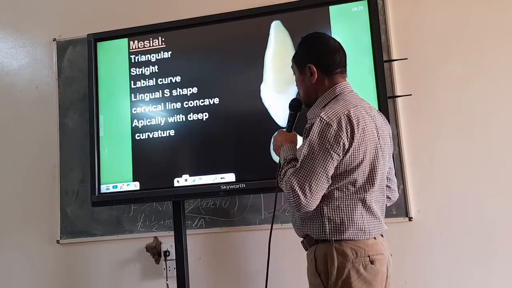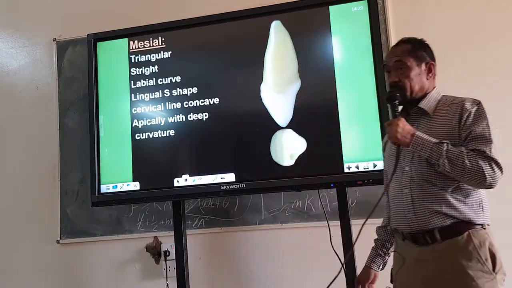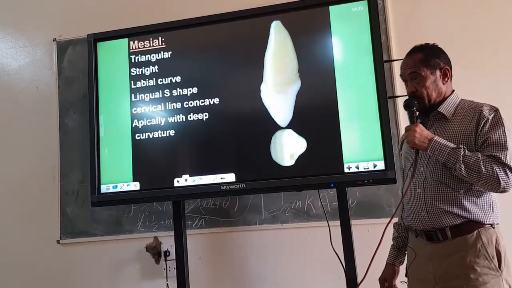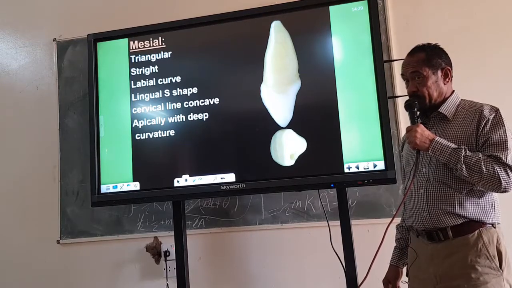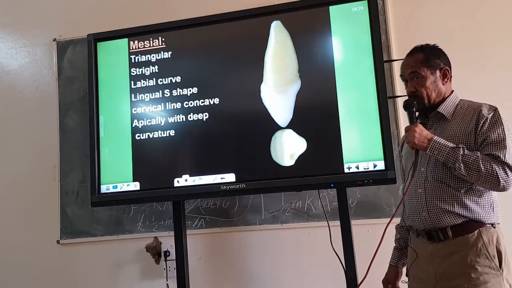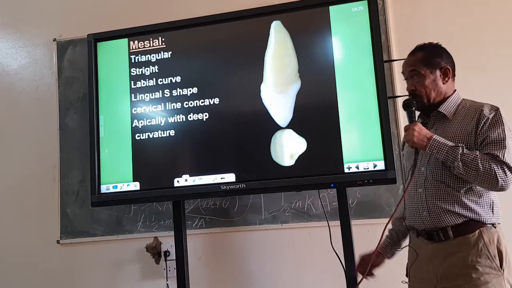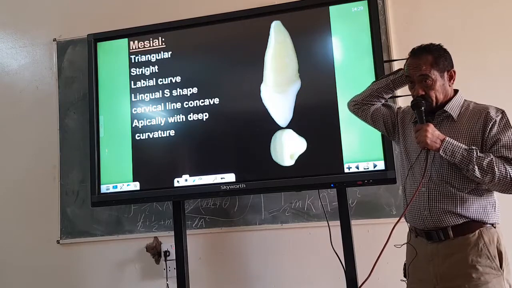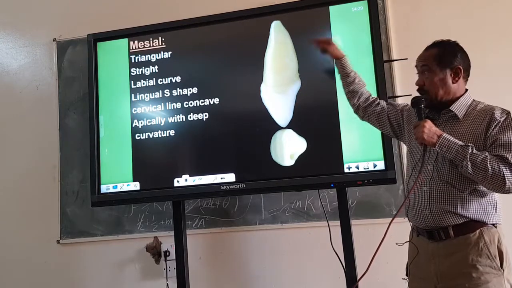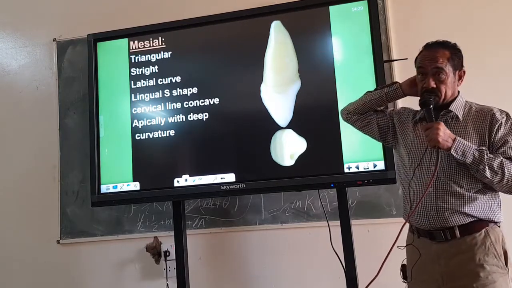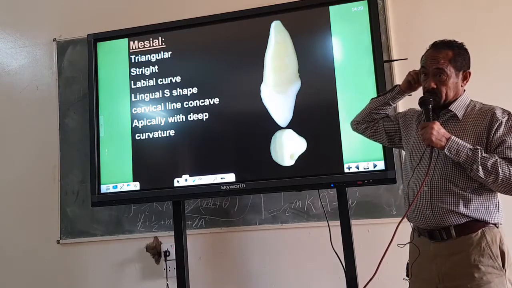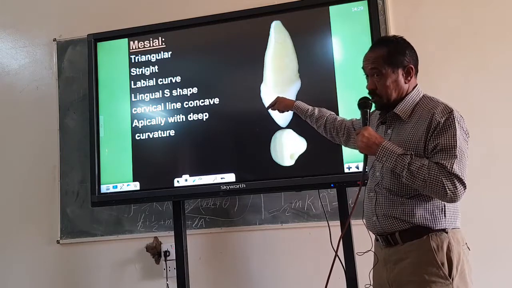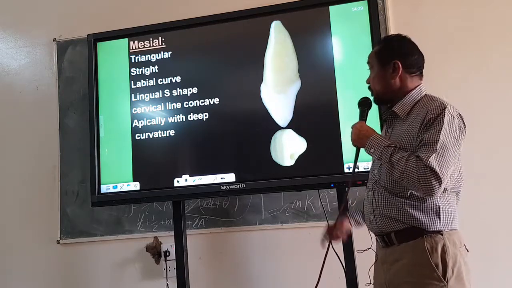This is the mesial surface. Describe the morphology of this surface. Triangular in shape. Cervical line, yes, the outline. Cervical line concave apically. Concave to the apex, and then labial outline curve. Crest of curvature in the cervical third, the others are inclined to the tip.